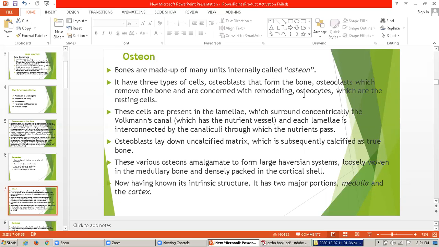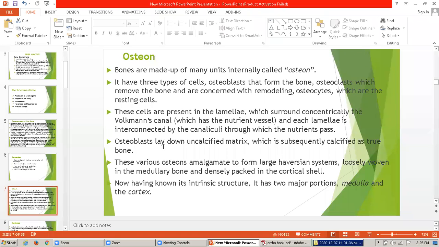Osteoblasts, osteoclasts and osteocytes are present in the lamellae, which are surrounded by the Volkmann canal that has the nutrient vessel, and each lamella is interconnected by the canaliculi. These lamellae are connected with each other by the canaliculi, which are the nutrient path through which the nutrients are passed, and this helps the bone to grow.